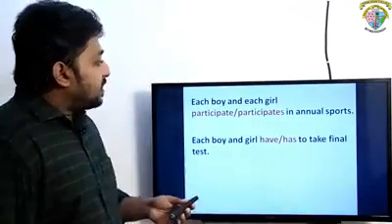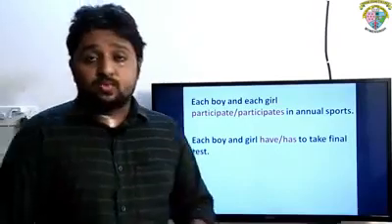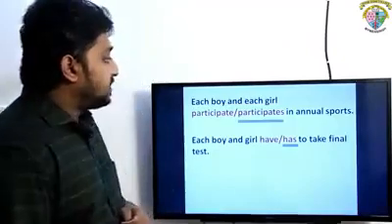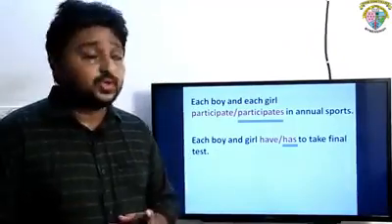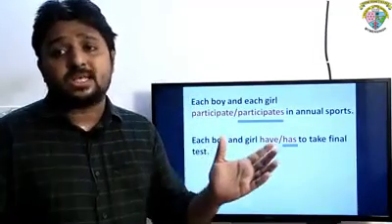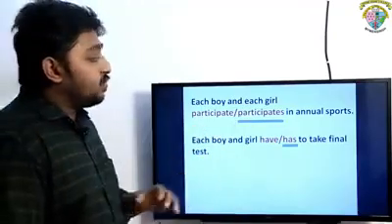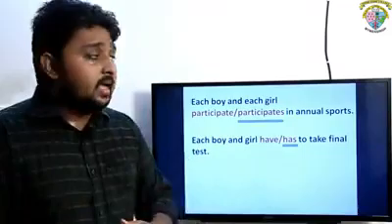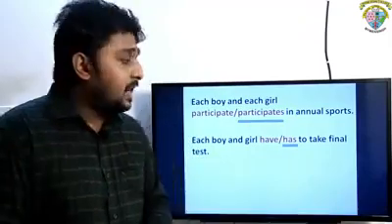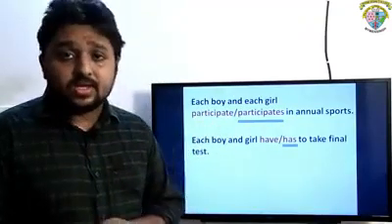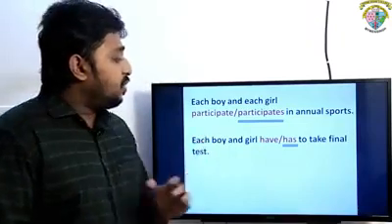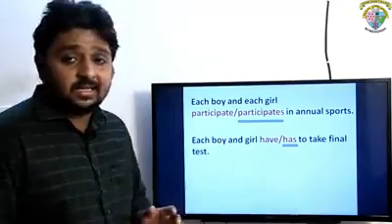Each boy and each girl participate or participates in annual sports. What do you think, guys? What will be the answer? Yes, the answer will be participates. Why? What is the rule? If each plus subject are connected with and, then the subject will be singular. Very simple. Each plus subject, though it's plural, will take a singular verb. In the next line we also say, each boy and girl has to take the final test.